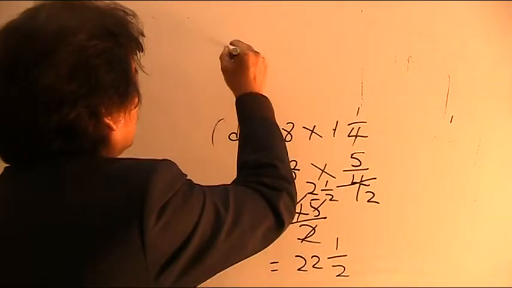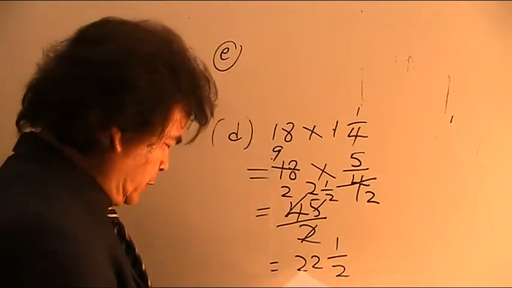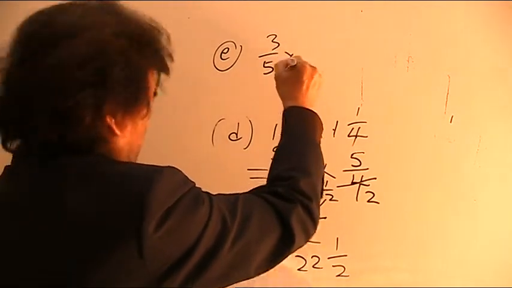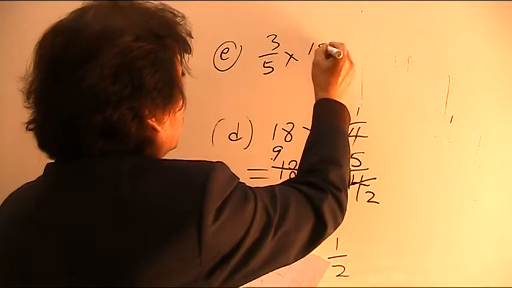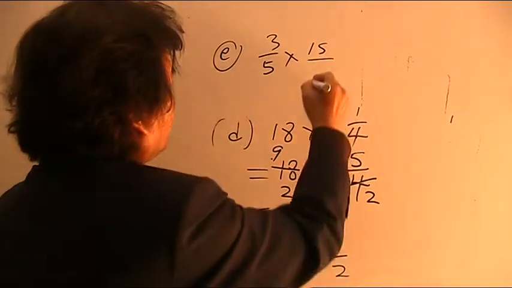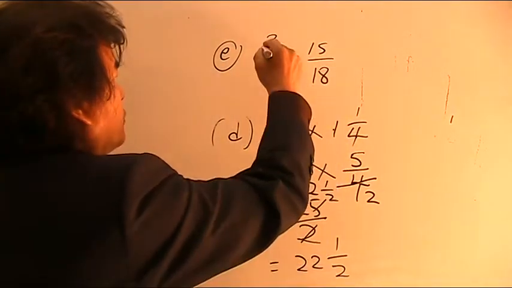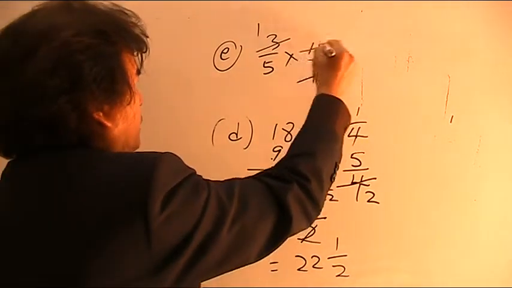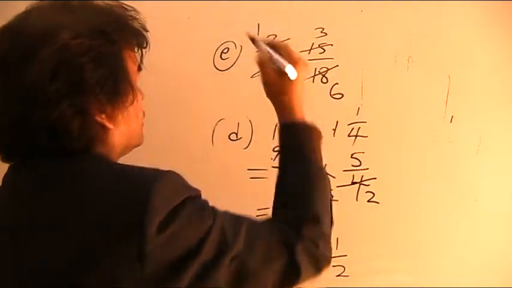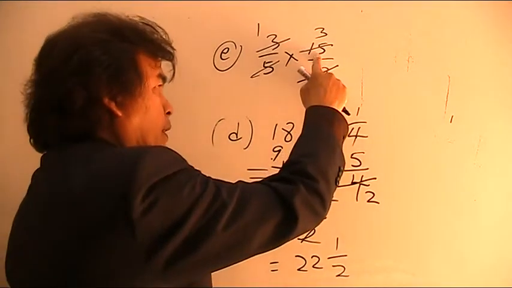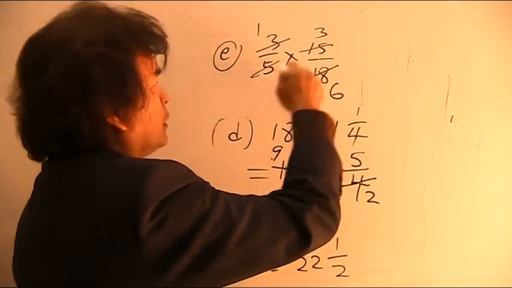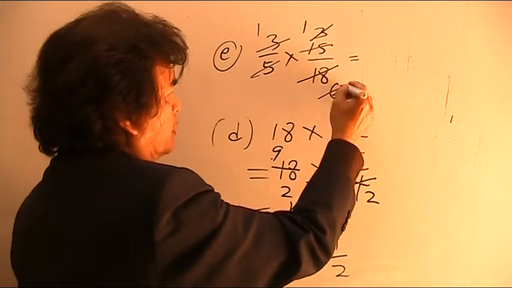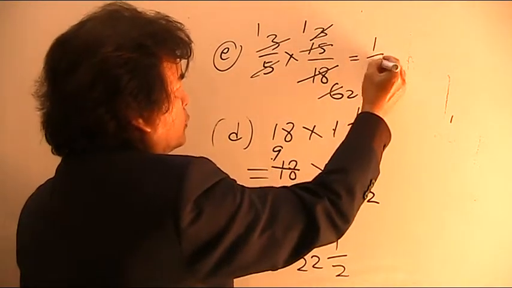Okay, E. For E, you have 3/5 multiplied by 15 over 18. Okay, 3 divided by 3, you get 1. 18 divided by 3, you get 6. 15 divided by 5 gets 3. 5 divided by 5, you get 1. So you have 3 divided by 3, you get 1. And 6 divided by 3, you get 2. So 1/2.